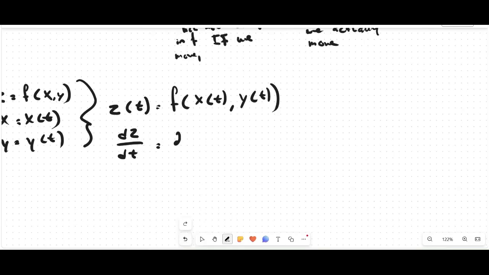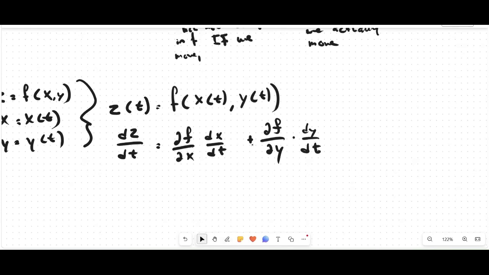There's an amount z changes in the x direction times how much we move in the x direction. Plus there's an amount that f changes if we move in the y direction. And then there's how much we actually move in the y direction.